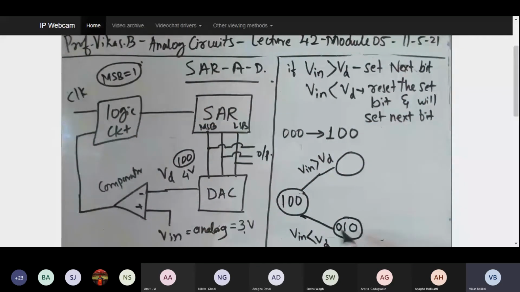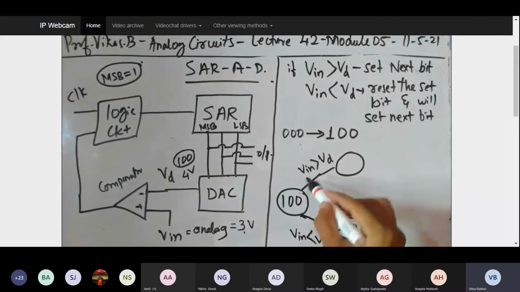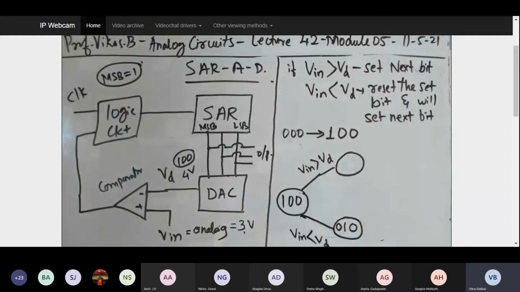What is happening over here? You reset the already set bit, that is, you make it 0, and set the next bit. So this happens. Now suppose Vin was greater than VD, suppose I had given an input voltage of 5. What was the condition then? Vin was greater than VD.